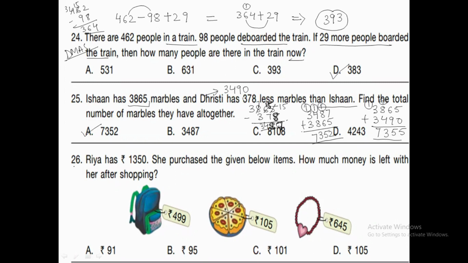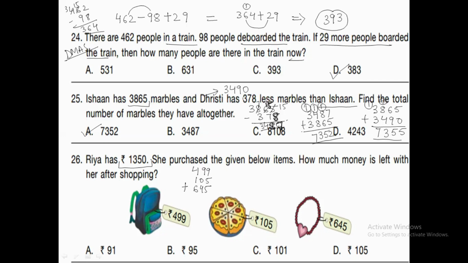Now the next question is question number 26. Ria has rupees 1,350 with her. Now she purchased the given items: a bag which cost 499, a pizza which cost 105, and a necklace which cost 645. So how much money is left with her after shopping? For this, first we need to find out how much money she spent. On the bag she spent 499, on pizza she spent 105, and on the necklace she spent 645.